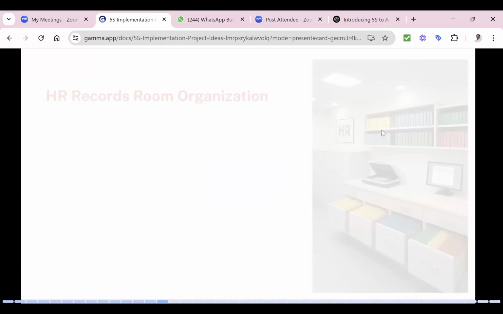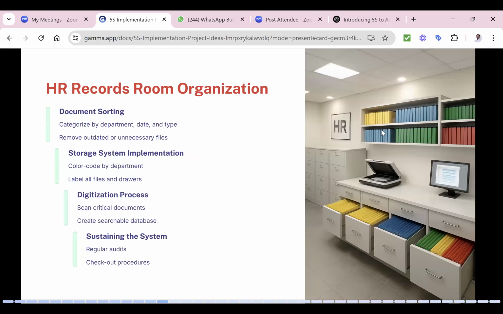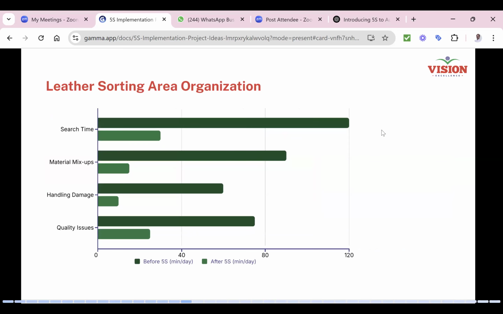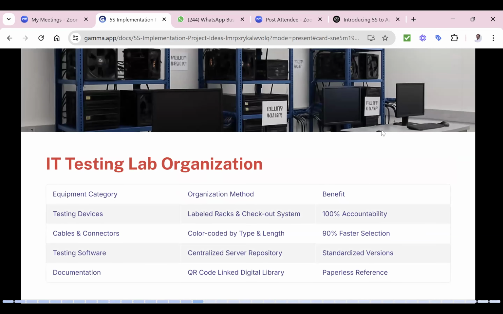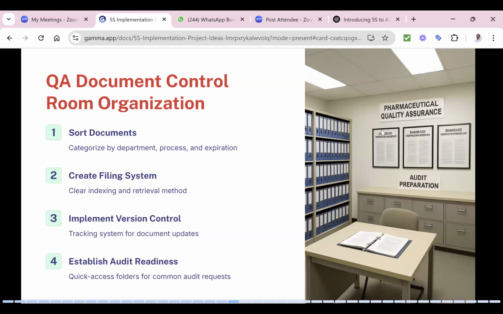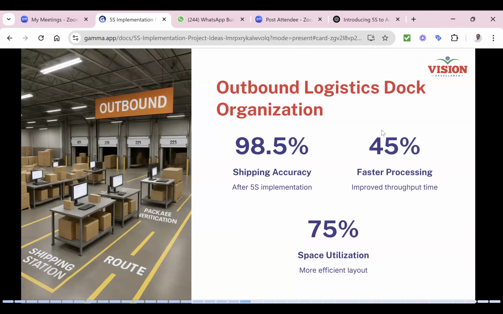Let me just quickly go through. So here, this is HR room, record organization, and you can implement 5S in your workspace also. Whether you are working from home or you have a cabin, within your cabin, you can implement 5S. And similarly, the idea is same. Only thing is, the application area is different. And look here, there is a quality assurance department where all the documents required for the audit are organized well. Similarly, in outbound logistics, shipping accuracy is improved and faster processing happens.